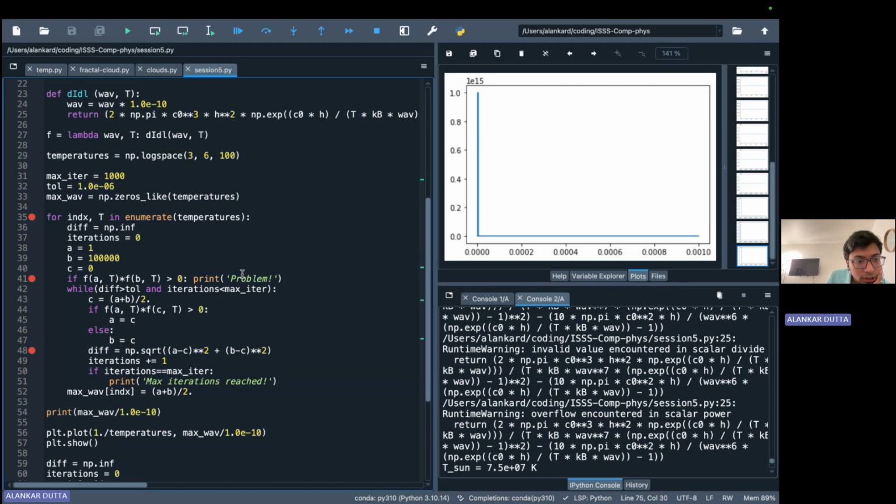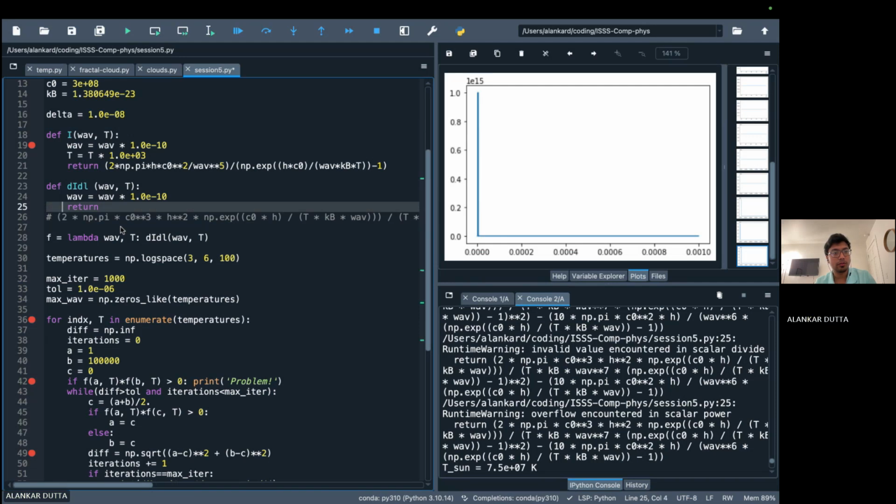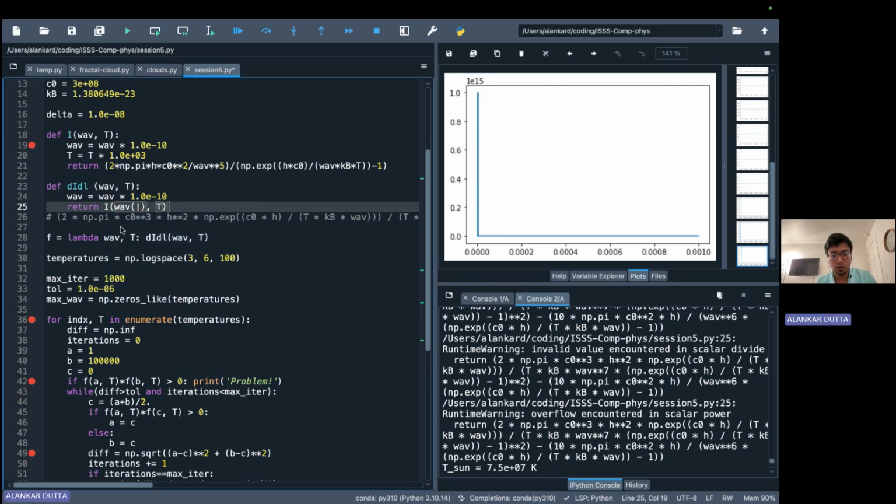Okay. So A equals to 1 and B equals to 1000. We go in here, convert the wavelength. Let's check, go the other way and see if we are able to use the previous method of calling I, whatever, plus.